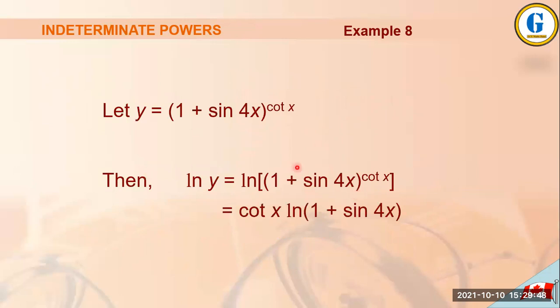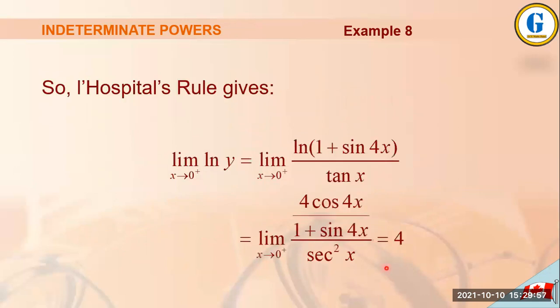This is an indeterminate form. We can do this one by taking ln on both sides first. ln y will be equal to cot x times ln of 1 plus sine 4x. The next step now, the limit of ln y as x tends to 0 should be equal to the limit of the right hand side also as x tends to 0. So this gives us the limit of ln(1 plus sine 4x) over tan x, because cot x is 1 over tan x.